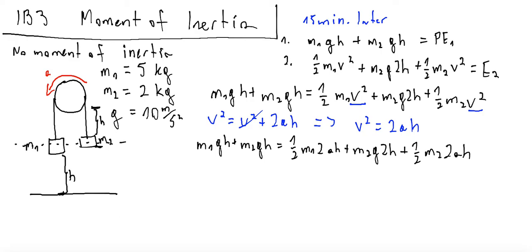Okay, you see that now h can be crossed because it's here, here, here, here, and here, and we have an equation with m1, m2, g, which are given, and a, which is unknown. Okay, so substitute data and let's look what happens. So m1 is 5, g is 10 without units, m2 is 2, g is 10.